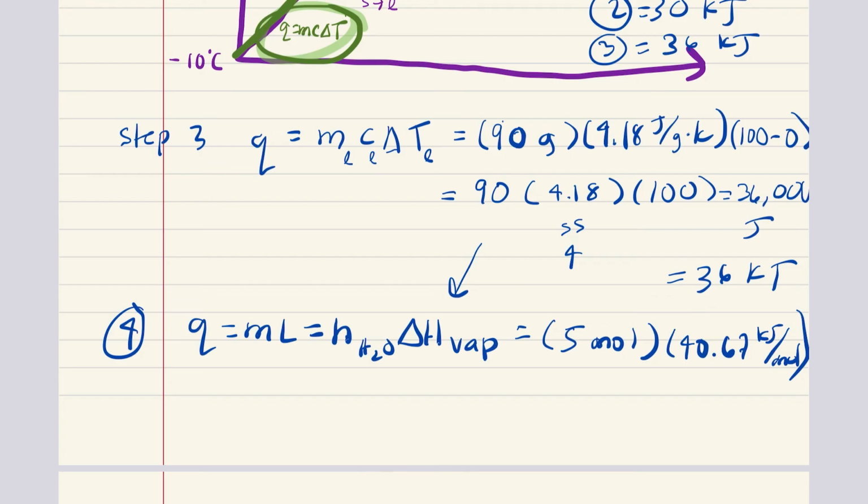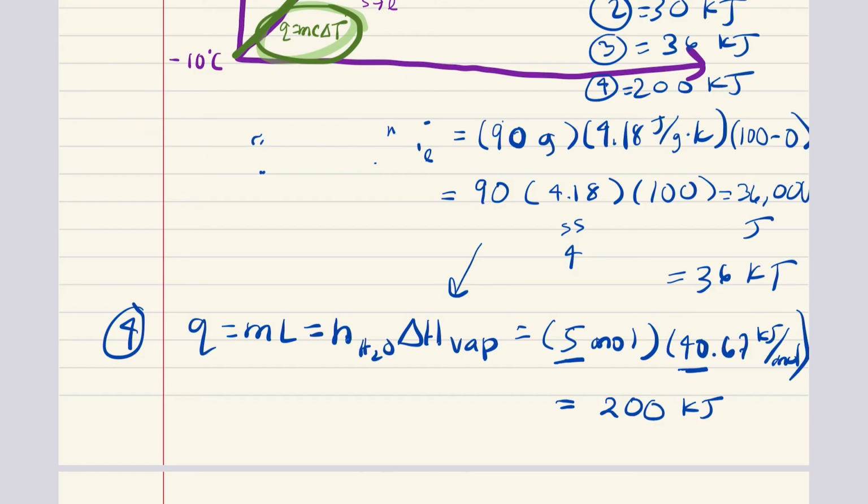So we can kind of think of this as 5 times 40. We're doing some approximations to make the calculations easy without a calculator. 5 times 40 is 200. So step 4, 200 kilojoules. Let's write that down. 200 kilojoules. And now we can erase this work and do our last and final step.